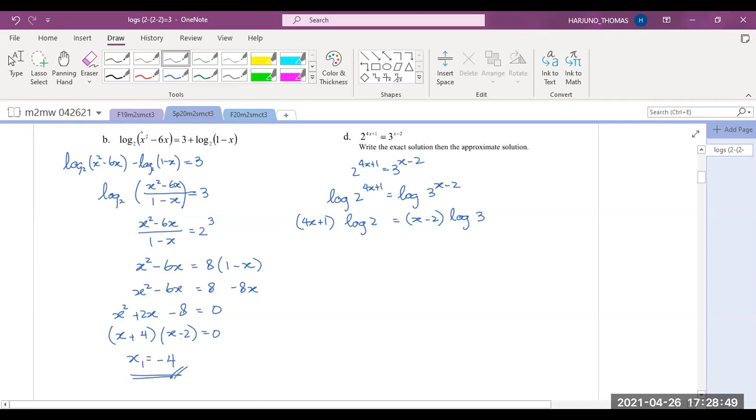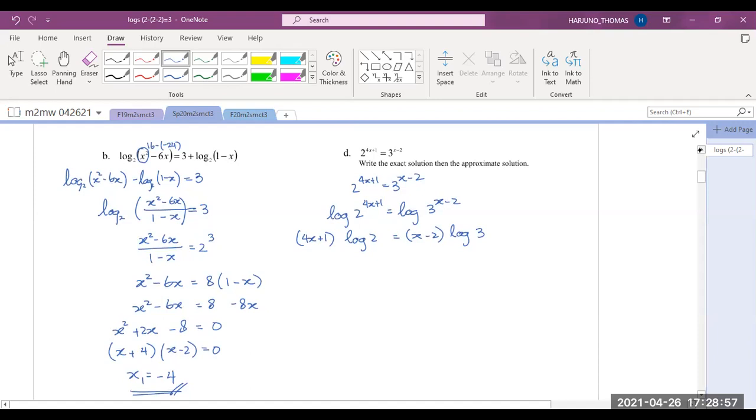Is right? Because if x equals negative 4, this is 16 minus negative 24. So it becomes positive. Right? It becomes positive for that one. And this one, 1 minus negative 4 is also positive. So how about when x equals 2? No, it's not good here. At least one of them not good, then we cancel it already.